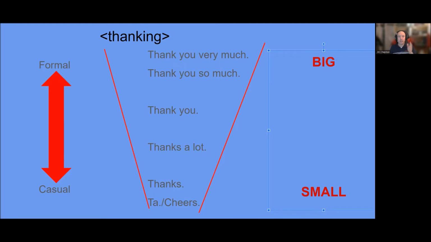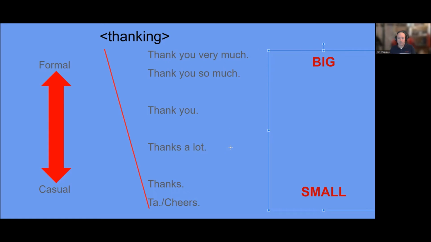So that's an interesting idea that many times, I don't know in your first language, many times the big ones are long. Thank you very much. Thank you. Thanks a lot. Thanks. Ta. It usually gets shorter. So maybe that will help you to understand the different levels. Okay, so this is thanking people. Again, words you know. All you're doing is putting them in an order so you can feel in your heart what you want to communicate, and you can do that successfully. So that's what I'm trying to help you do.